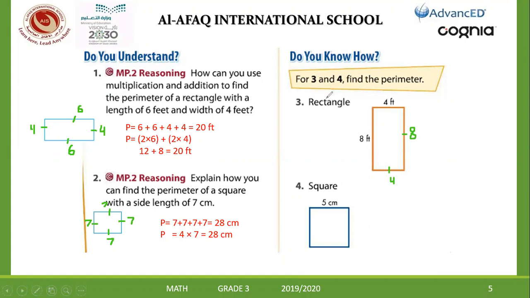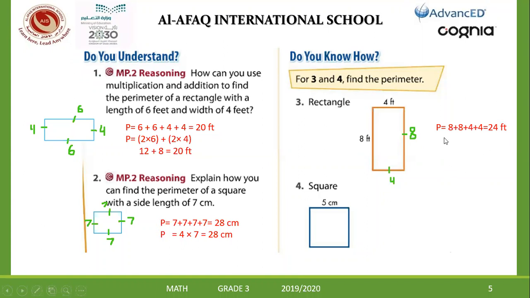By using the properties of the rectangle, we found all the side lengths. What about the perimeter? To find the perimeter, we have to add all the side lengths together. P equals 8 plus 8 plus 4 plus 4. 8 plus 8 is 16, plus 4 is 20, plus 4 is 24. Using the same unit, it will be 24 feet.